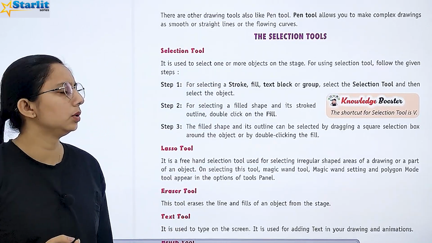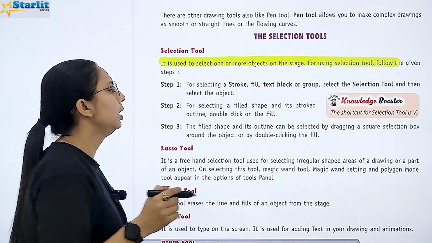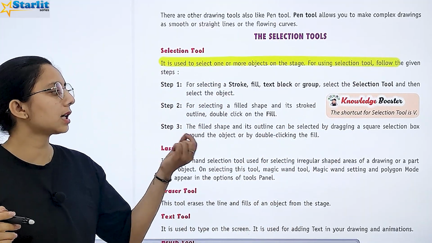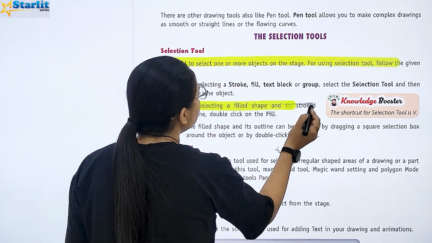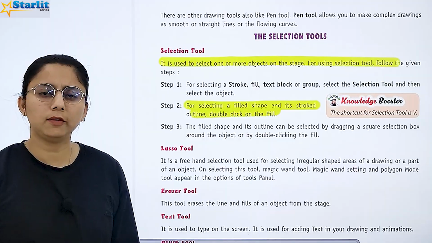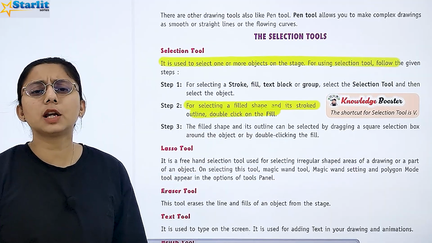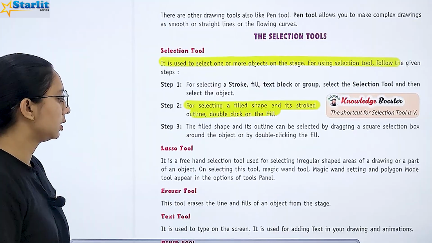Now we have the selection tool. The selection tool is used to select one or more objects on the stage. For selecting a stroke, fill, text block or group, you will select the selection tool. For selecting a filled shape and its stroke outline, double click on the shape. The filled shape and its outline can be selected by drawing a square selection box.